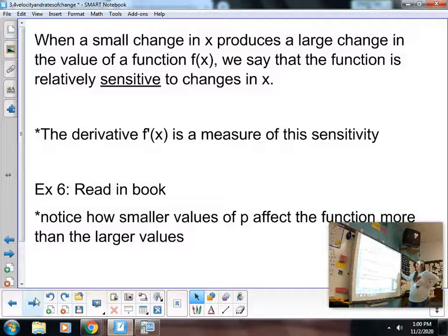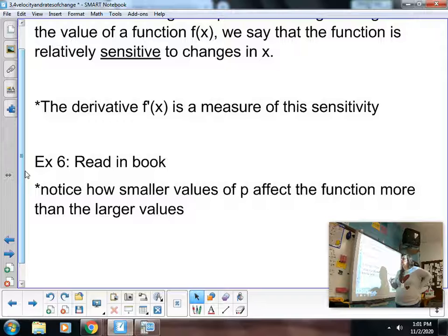Okay, so the last thing I want to talk about is sensitivity to change. When a small change in x produces a large change in the value of the function, we would say that the function is relatively sensitive. So, for example, if you plug in 1 into a function and you plug in like 1.2 and you get hugely different values, that would be a function that is very sensitive to change. Your derivative can be a measure of that sensitivity. And there is an example in your book that goes over this. This is not something that we are going to be going over together. This is something that I want you to read about in your textbook.